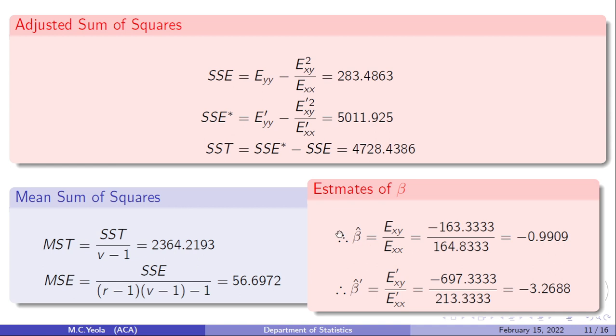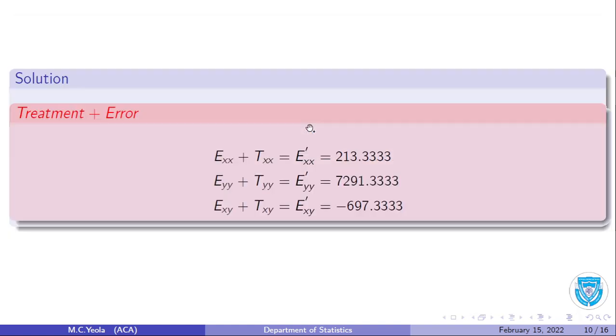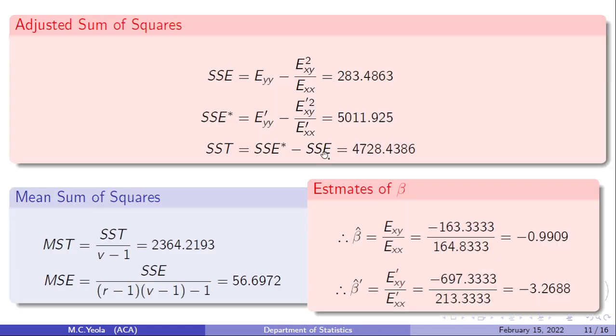Afterwards we find some terms we require. SSE can be obtained as eyy minus exy square upon exx. Substitute these three values and we get SSE. And SSE star, the adjusted sum of squares, is e dash yy minus e dash xy square upon e dash xx. How did we obtain this value? We use the values we just obtained, and substituting them we get SSE star as the answer.